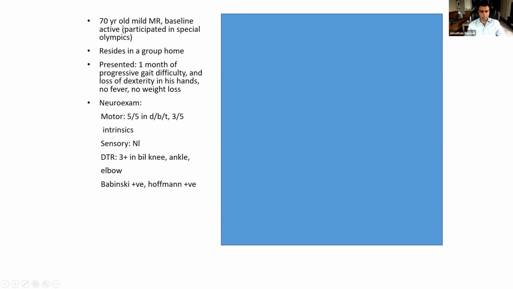Sounds good. All right, so this is a 70-year-old gentleman with developmental delay, mild mental retardation. He's baseline active. He lives in a facility, participated actually in the Special Olympics. He resides in a group home. He presented with a month of progressive gait difficulty and loss of dexterity in his hands, with no fevers, no weight loss. His neurological exam: 5 out of 5 with the deltoid, biceps, triceps, 3 out of 5 with the intrinsic hand muscles, and sensation was normal. He has brisk reflexes in the knees and elbows, positive Hoffmann's, positive Babinski.